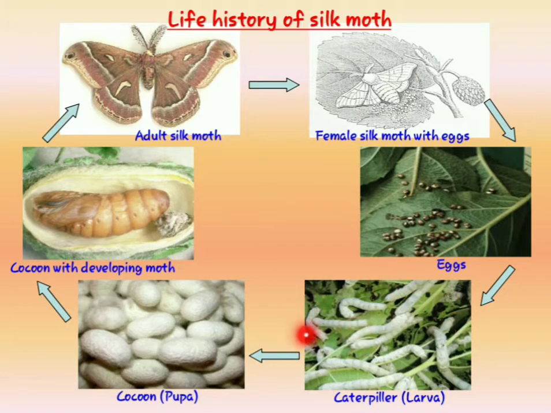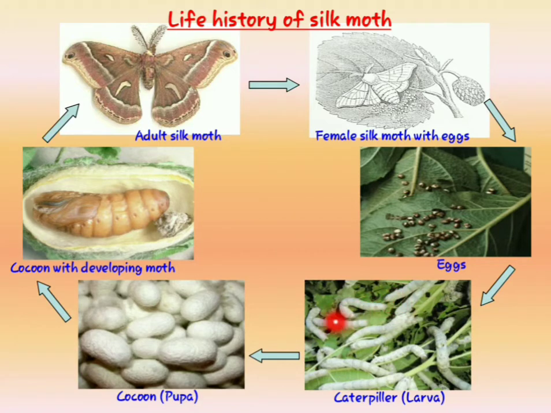The main task here is we have to provide the larva with sufficient food. And what is the food of the larva? It is nothing but mulberry leaf. Especially we are rearing mulberry silkworm.